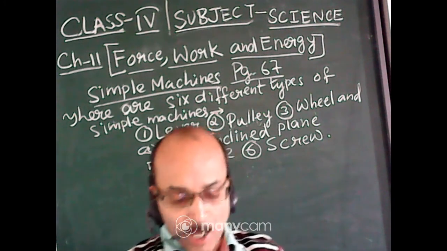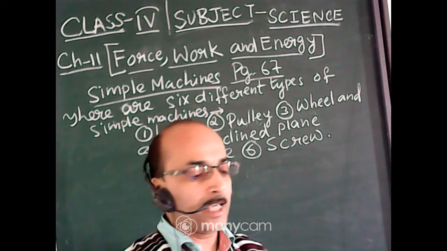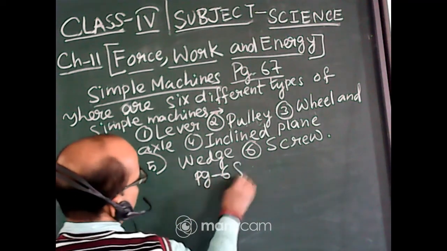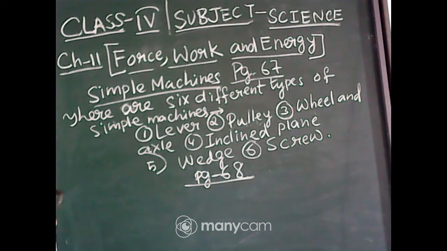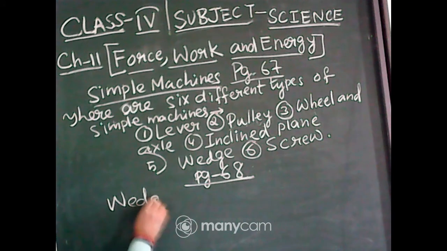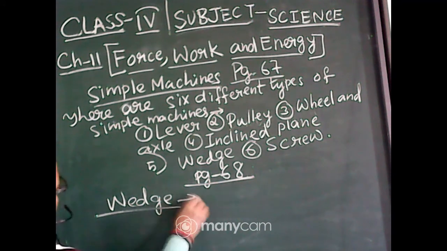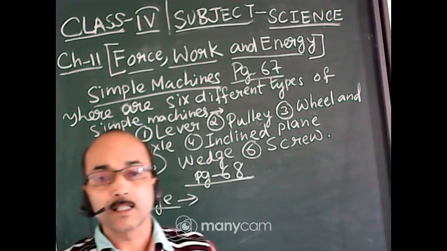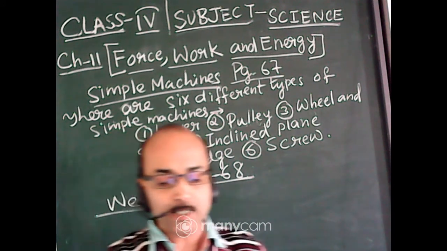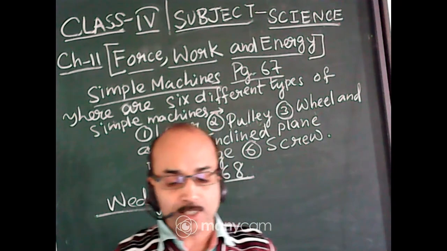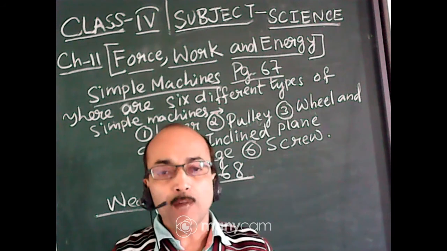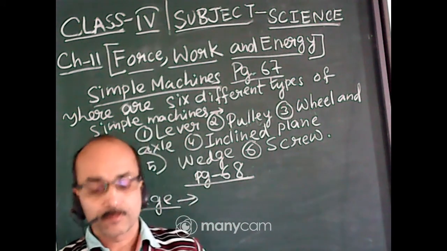We have learned up to this much in the previous class. So today we will start from page number 68. I'll write the page number here, page number 68. Okay, today's topic is wedge. A wedge is a simple machine used to cut things, for example axe, knife, etc. It consists of 2 inclined planes that join to form a sharp edge at one end.